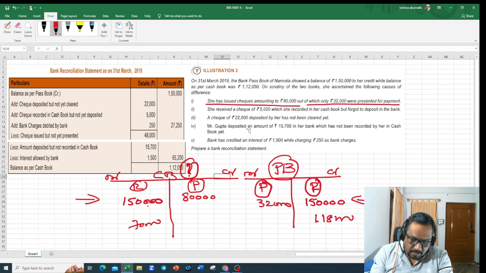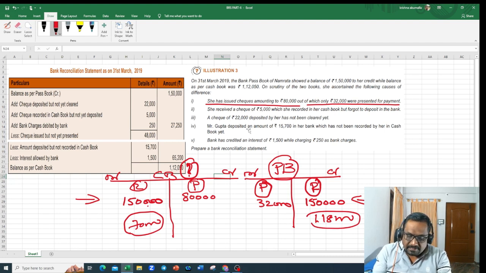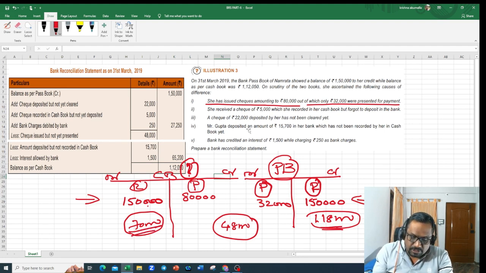So now 70,000 and 1,80,000. Where is the balance higher? Here the passbook side balance is 1,80,000. Cash book side balance is 70,000. How much difference? You have a difference of 48,000, the difference between these two balances. So this 48,000 is the difference between these two books. Am I right?